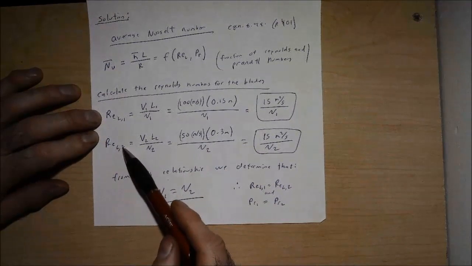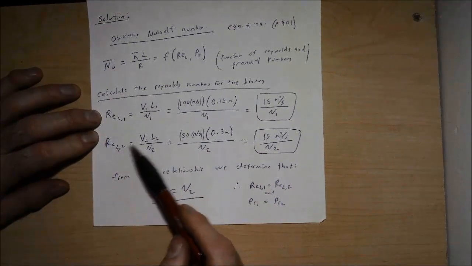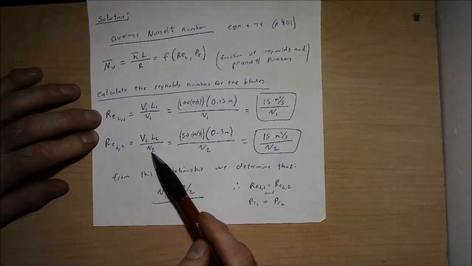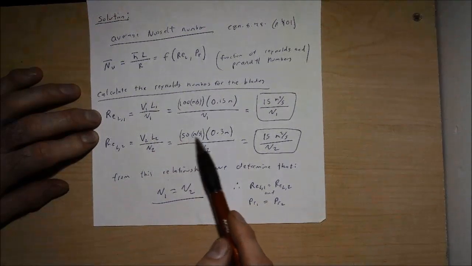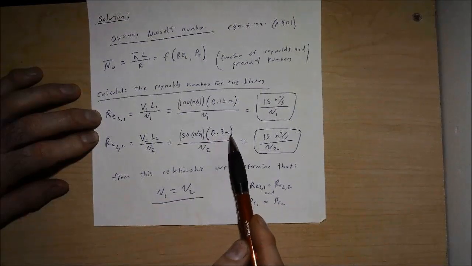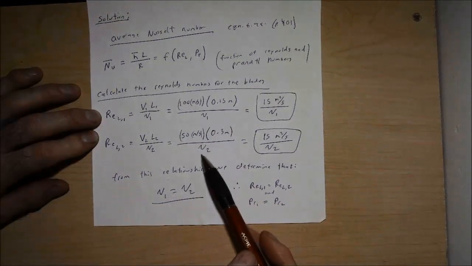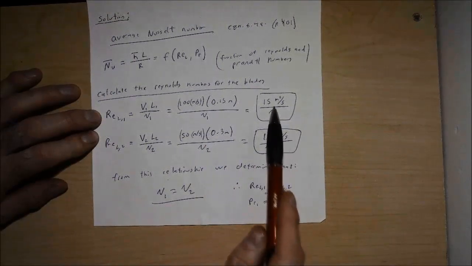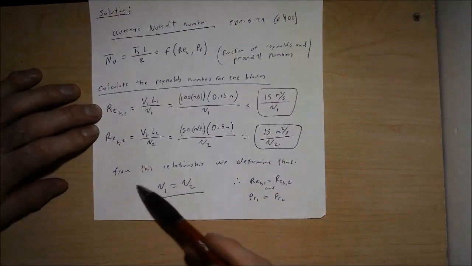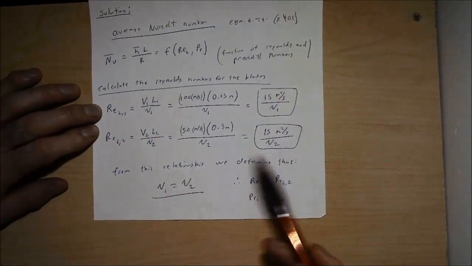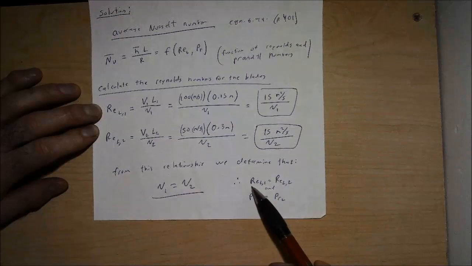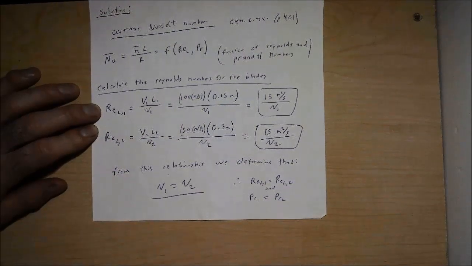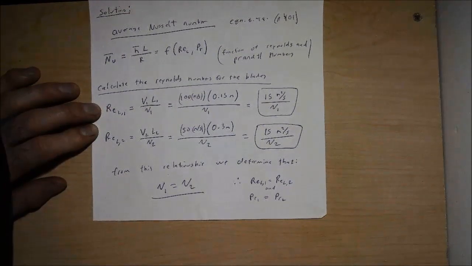We do the same thing for case 2 for the larger blade 2, U2 L2 over ν2, where this is the second velocity, length, and viscosity here. Our second velocity is 50 meters per second. Our length is 0.3 meters, which is double that of 1. And we're going to leave this as ν2 for our viscosity for blade 2 here. We can do this, and we can see that this is equal to this, and we know those must be equal. So from the relationship, we can determine that ν1 is equal to ν2. Therefore, Reynolds 1 and Reynolds 2 are equal to each other, and Pr1 and Pr2 are all equal to each other based upon this.